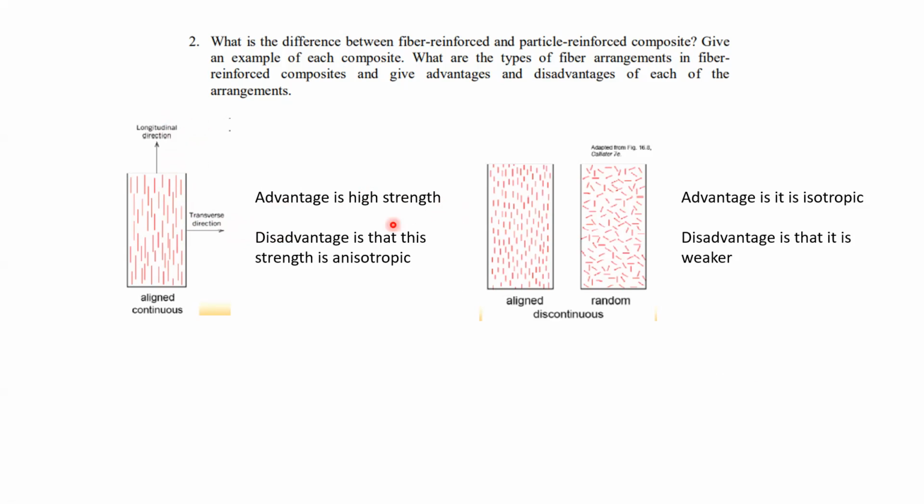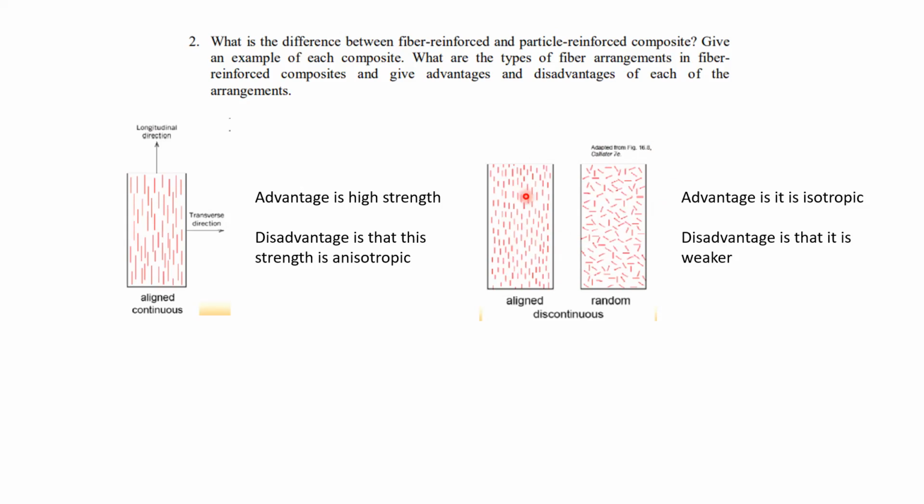So the major advantage is high strength, so long as you know the direction of the load and you can align the fibers to that direction, it'll be very strong. The major disadvantage is that its strength is anisotropic. Anisotropic means it only has strength in one direction. Isotropic means it has strength in all directions. That's the fundamental difference between continuous aligned and discontinuous. Discontinuous has much shorter fibers, and the major advantage is that it's isotropic, meaning it can take a load in all directions, in the y, x, z, any direction that you load it. The disadvantage is it's overall weaker in whatever direction you load it.